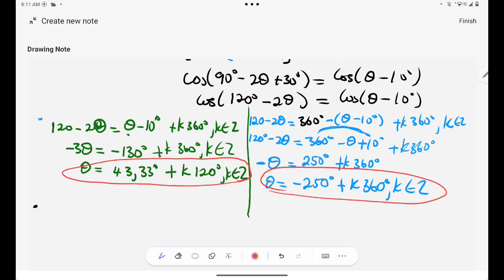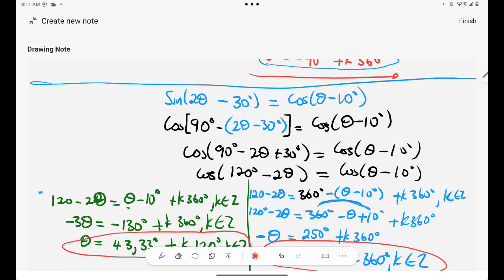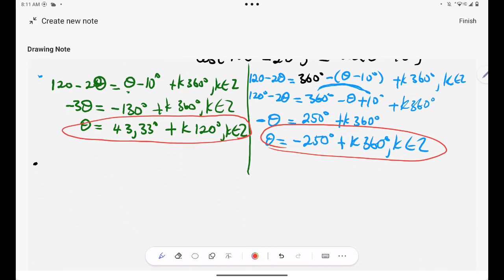This is how you deal with cofunctions, guys. You can either work with the cos or sine whenever you deal with co-functions. Let's do the last one.